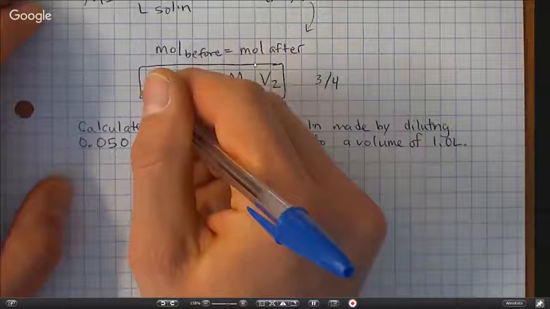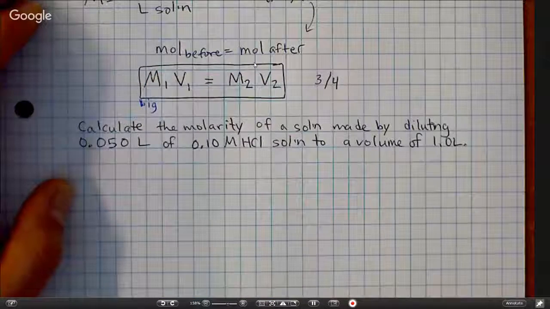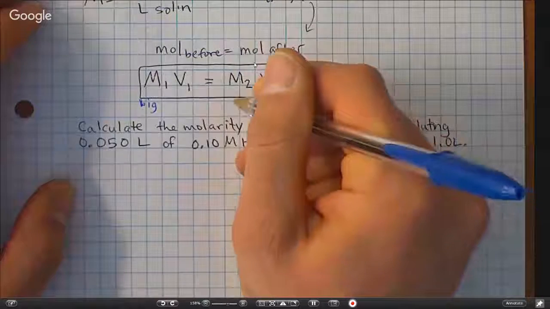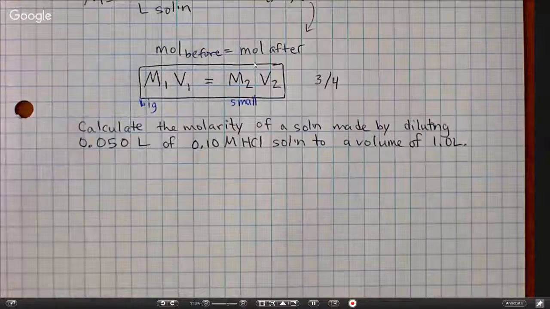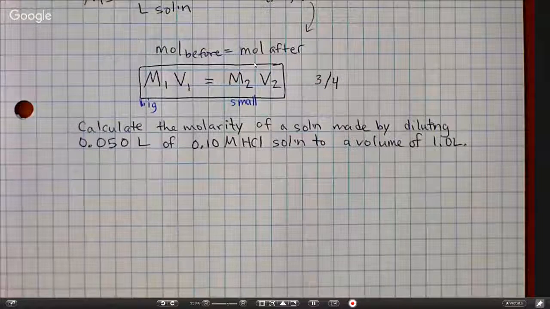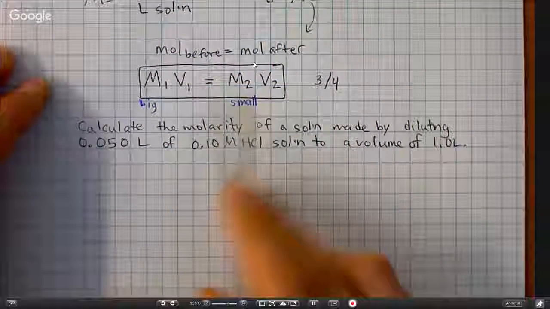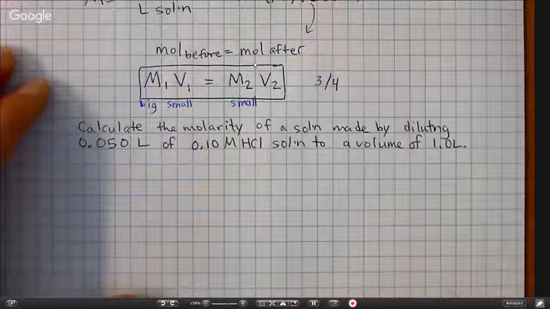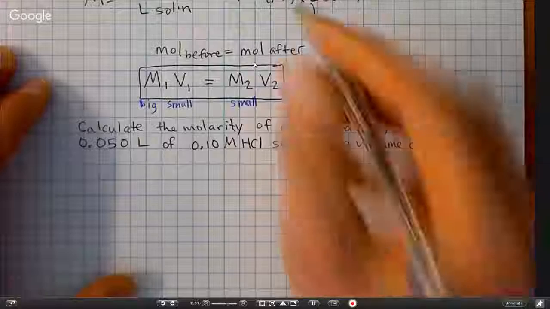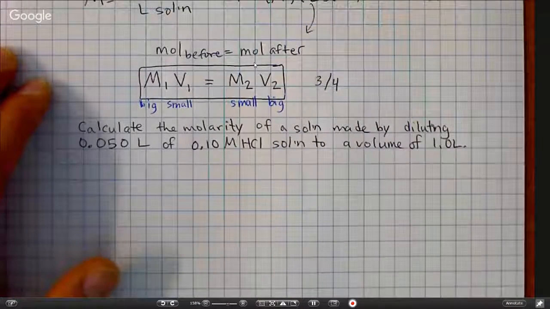Now, what I didn't say before as we look at this equation is that M1 is always going to be our big concentration, and M2 is going to be the small concentration. Think about it. We have something with a large concentration, and we add water and dilute it so it's weaker, so a smaller concentration. Consequently, we take a small quantity of our initial stock solution, we add water, and the volume increases. So V2 should be the bigger value.